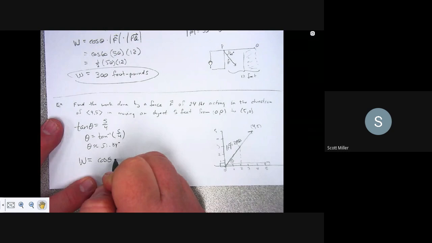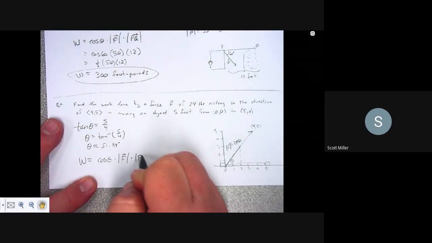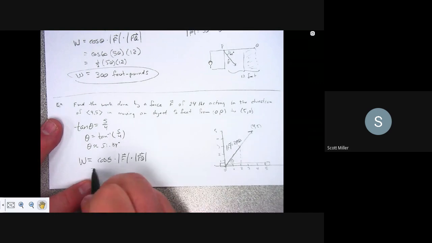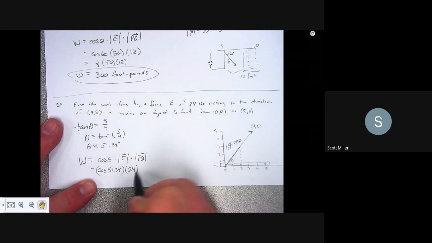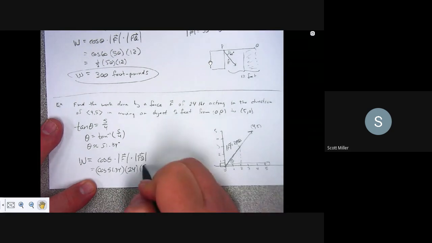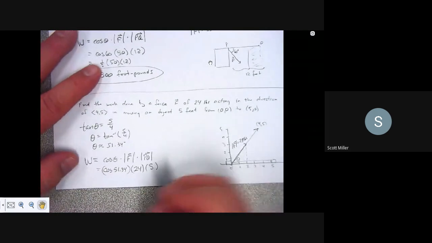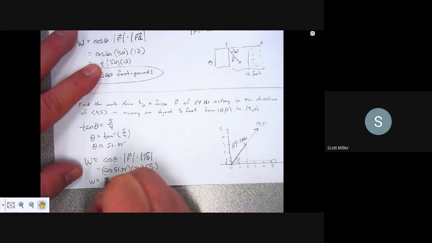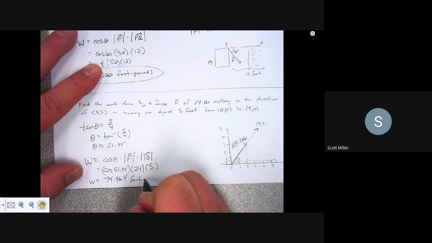Now that I have that, I can use my formula for the work, which is the cosine of the angle times the magnitude of the force times the distance that we are going to travel. We just plug our numbers in: the cosine of 51.34, a force of 24 pounds, and a distance of 5. You multiply all that out and we get an answer for our work of 74.964 foot pounds. And that's how that's done.